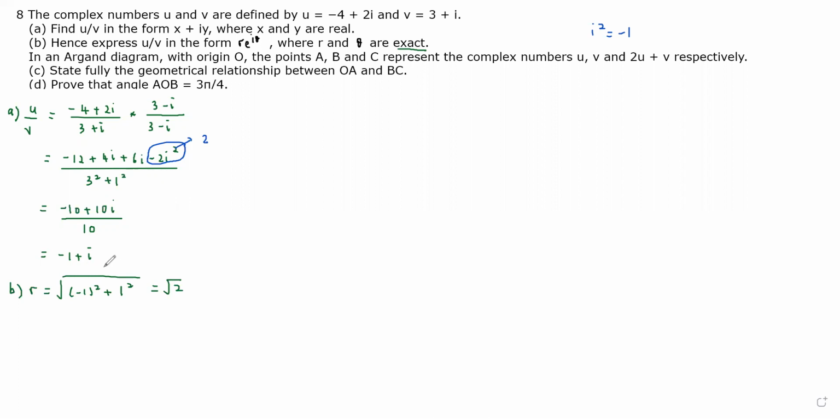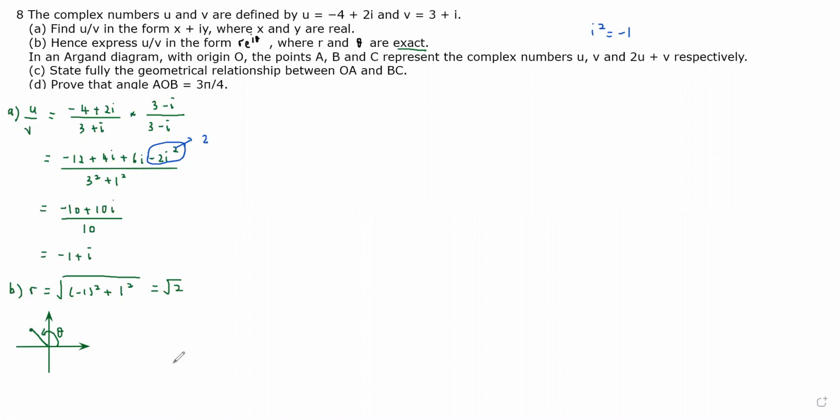To find theta, let's look at this complex number here. On an Argand diagram, -1 + i is located here. So this is the complex number -1 + i that we have, and this is the angle theta that we need to find.